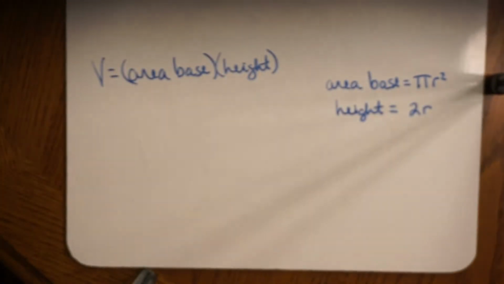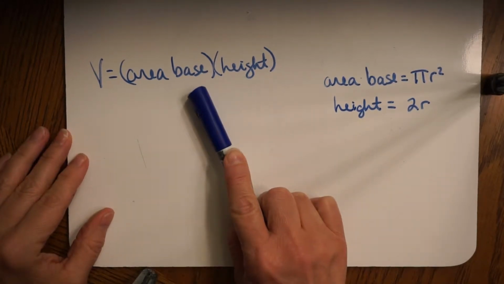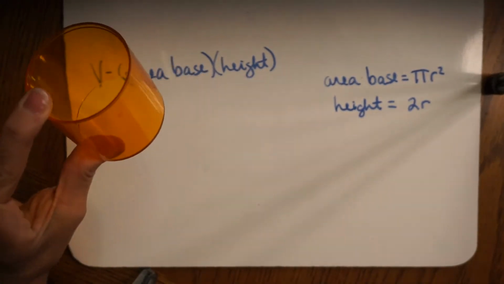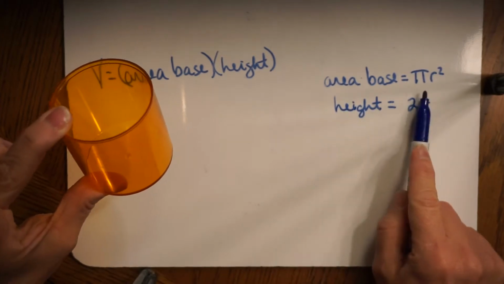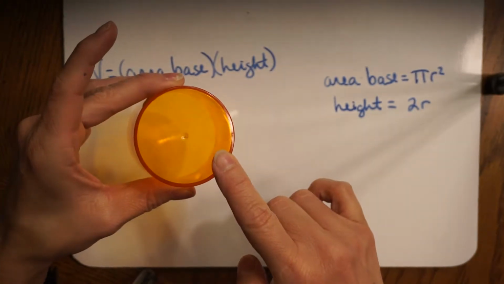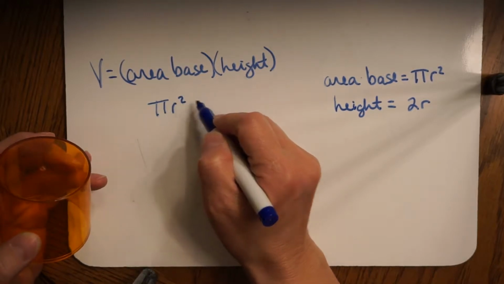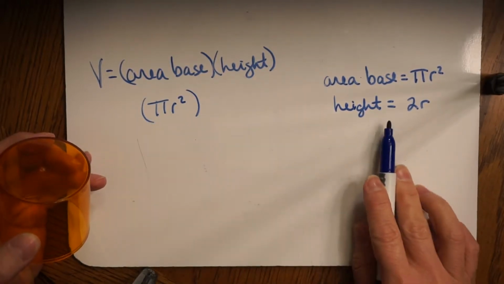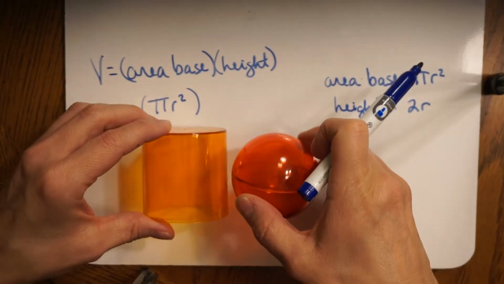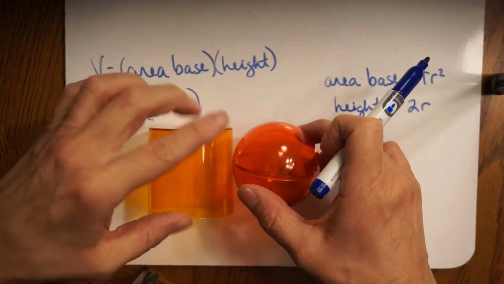Okay, so we're going to take a look at volume. Remember, volume is the area of the base times the height. Well, how would we find the volume of the cylinder? The area of the base would be pi r squared, because the base is a circle. Area of a circle is pi r squared. And the height is going to be 2r, because from the center of the circle to the top is r, from the center of the circle to the bottom is r, so the height is 2r.